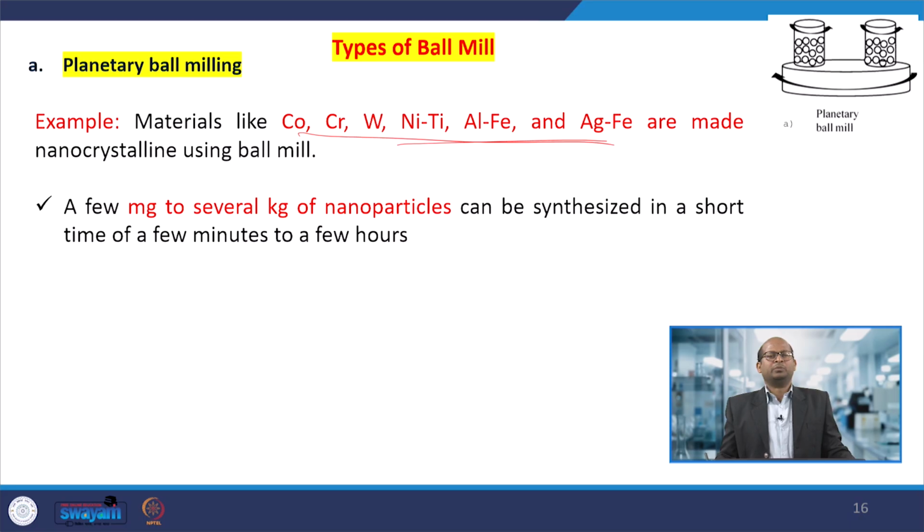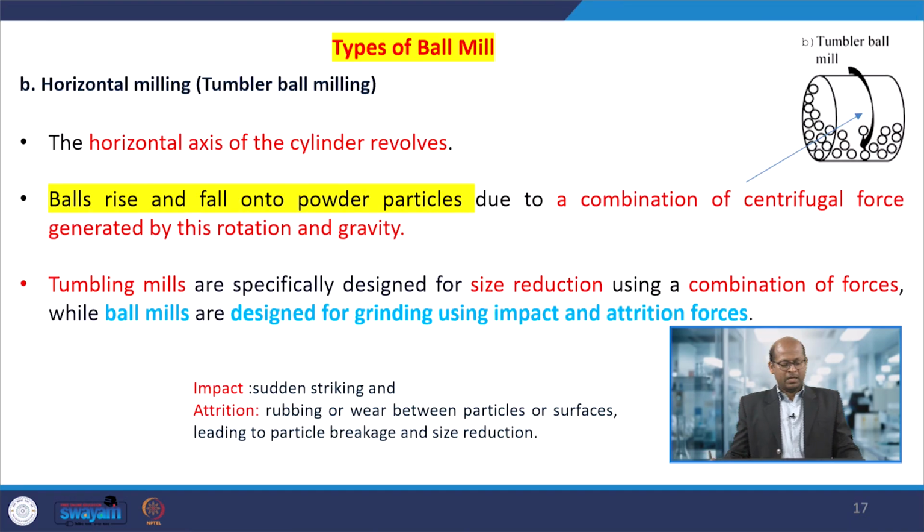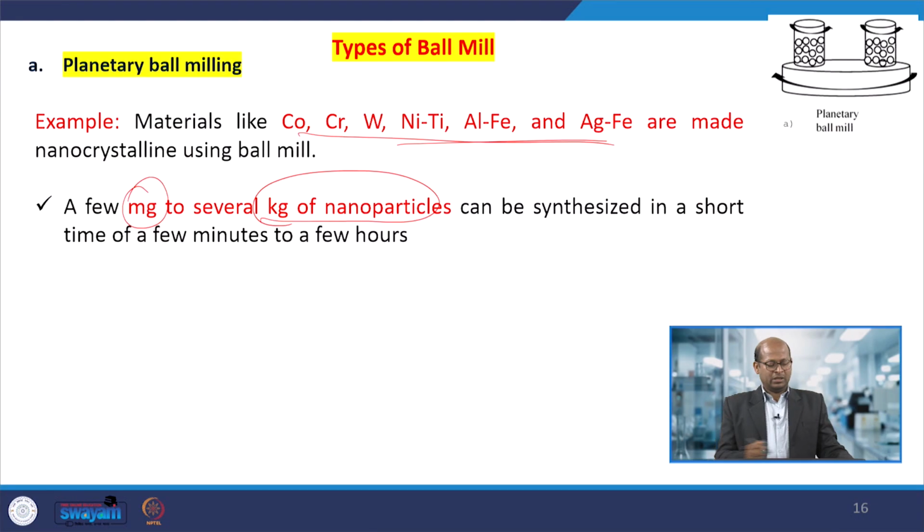In this ball milling process, depending upon the size of the jar or balls, we can prepare milligram amounts, very small lab scale amounts, up to industrial scale amounts of 1, 2, 3 kg of nanomaterials. So, depending upon bowl size, we can prepare small to larger quantities. Okay. Next, horizontal: this is the planetary ball mill.